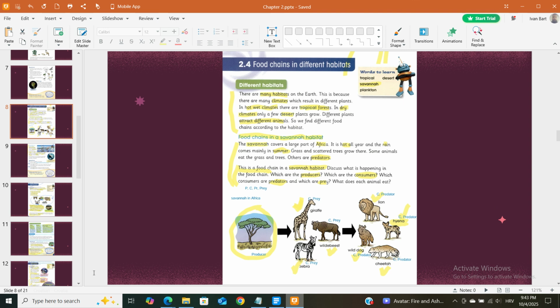Discuss what is happening in the food chain. Which are the producers? Which are the consumers? Which consumers are predators and which are prey? What does each animal eat?